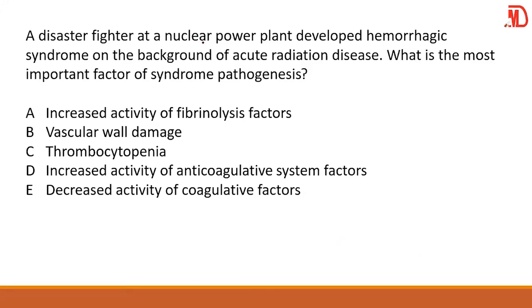A disaster fighter at a nuclear power plant developed hemorrhagic syndrome. Okay, first of all, you know that radiation will destroy all cells, from lymphocytes to whatever. But the one that is destroyed first will be the lymphocyte. So you know you'd expect lymphopenia, right? But again, I'm talking about hemorrhagic syndrome. So definitely you are thinking of platelets being destroyed. You're obviously thinking of thrombocytopenia. As simple as that.